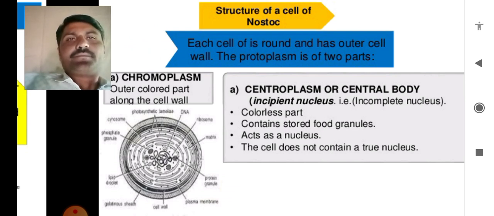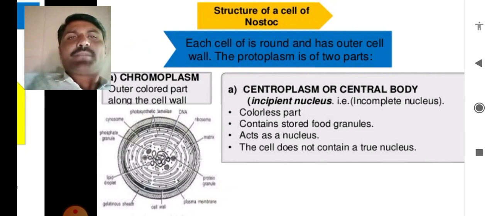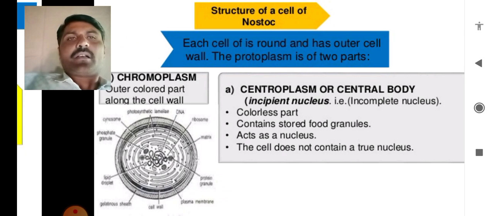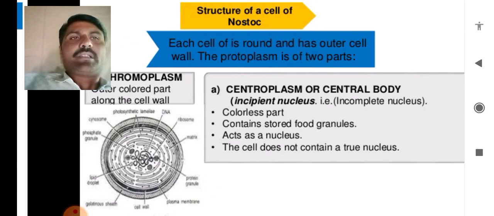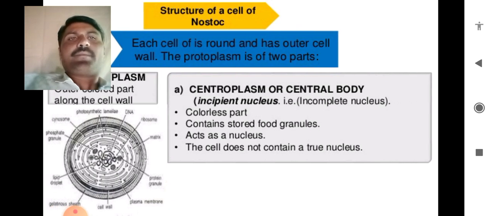Chromoplasm. Chromoplasm is the external colored part along with the cell wall. When we study the structure of the cell of Nostoc, it shows each cell is round and has a cell wall.